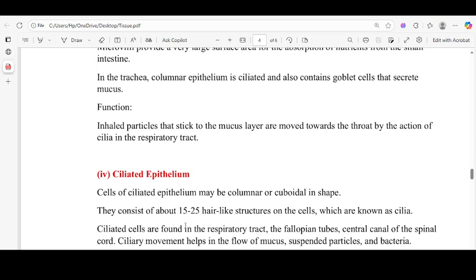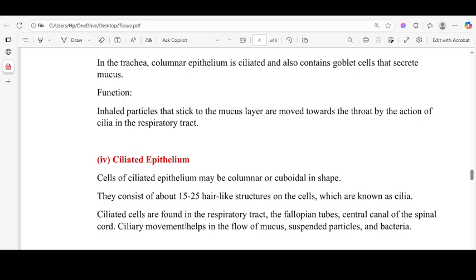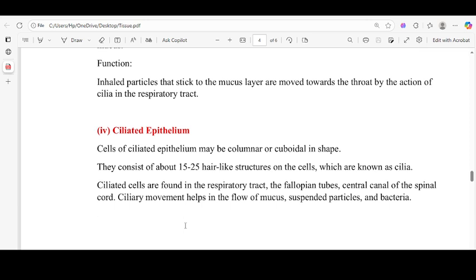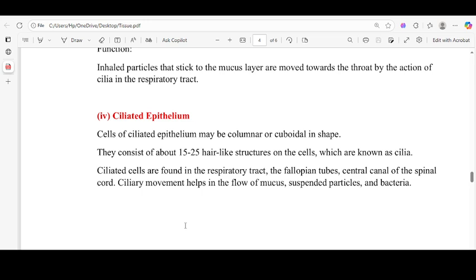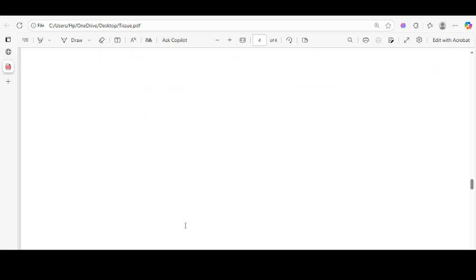Ciliated epithelium tissue means the cells of the ciliated epithelium may be columnar or cuboidal in shape, with 15 to 25 hair-like structures on the cells, which are known as cilia. Ciliated cells are found in the respiratory tract, fallopian tube, and central canal of the spinal cord, and ciliary movement helps in the flow of mucus, suspended particles, and bacteria.